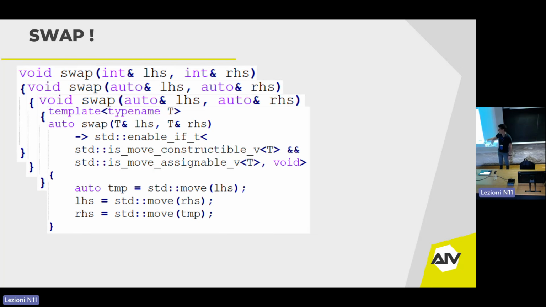Yes, we can check it with concepts, but I want to be old school today, so I'm adding enable_if, and we are enabling the existence of the swap function on the condition that our type is move constructible and move assignable. Why move constructible? Because we are constructing the temporary variables. Why move assignable? Because we are move assigning other variables. So this is what we need to check.